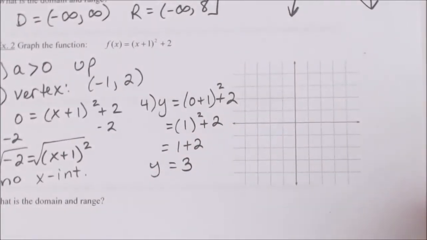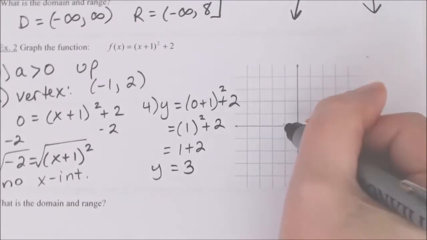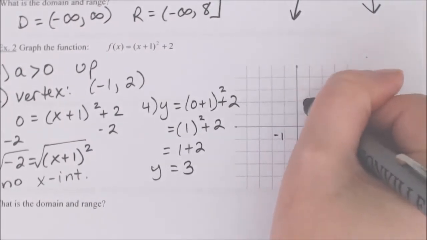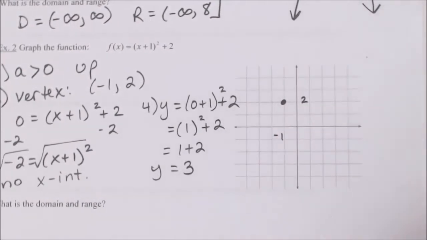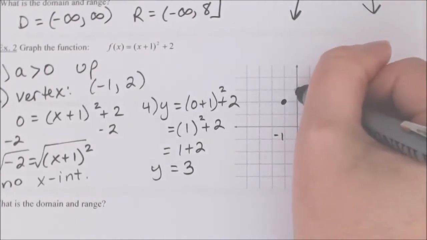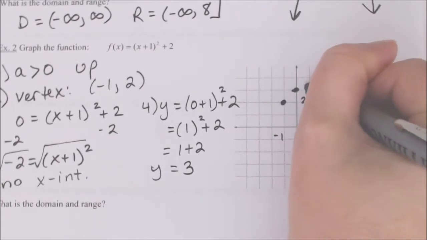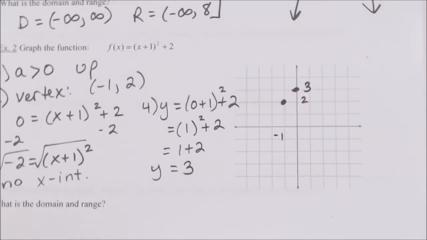So let's go ahead and start putting some of this stuff together. The vertex was -1 comma positive 2. There was no x-intercept. The y-intercept, we said, was at 3. So that's all we got. Not a whole lot to go on. But remember, we said it opens up. If it opens up, the vertex is the minimum or the lowest point on the graph. So that means this is where the graph is going to stop.